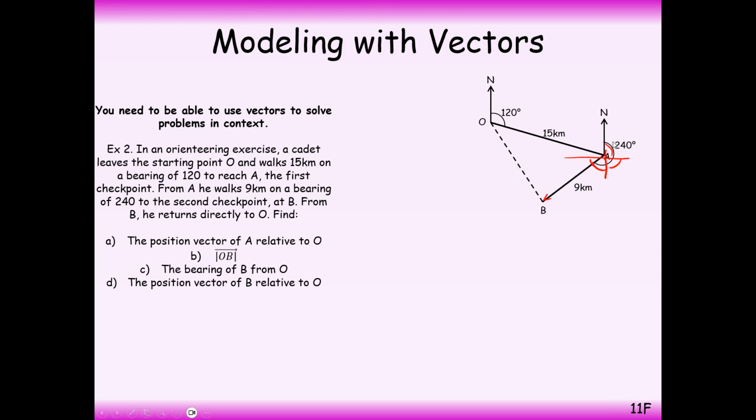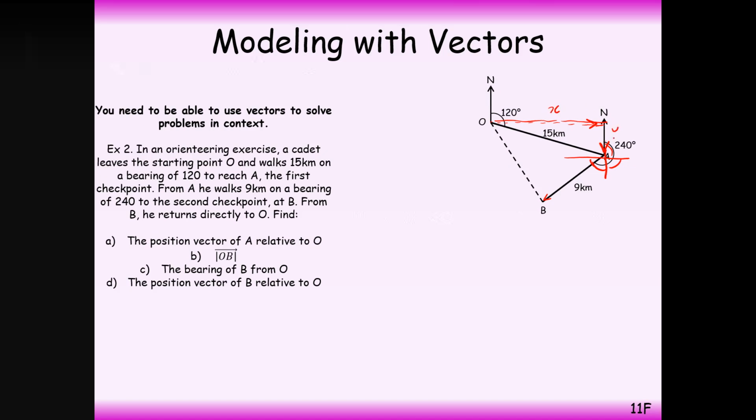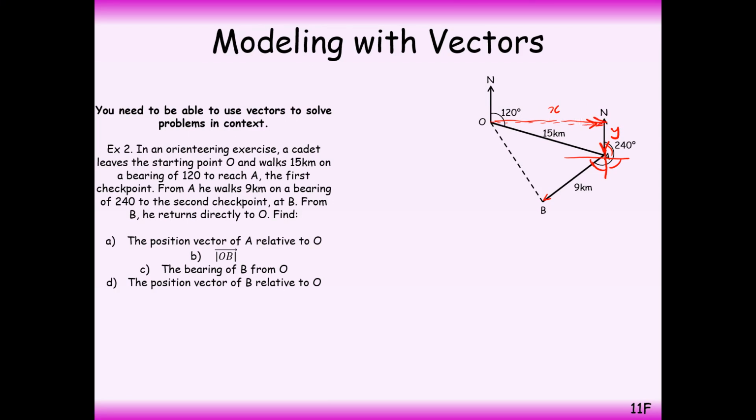So then we put the 9 kilometers there, and then we ask what's the position vector of A relative to O. What we really want to know is how far we went east and how far we went south. We need to figure out the east and south distances, the components of this vector really.